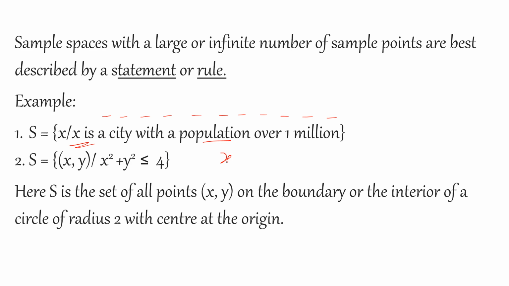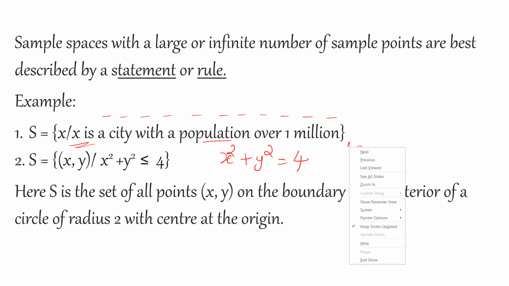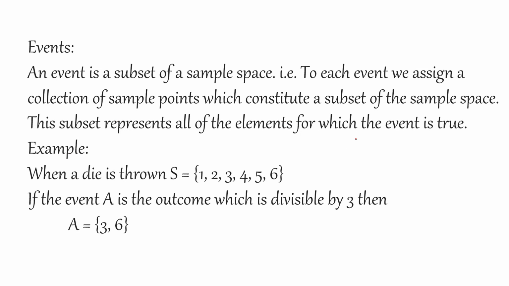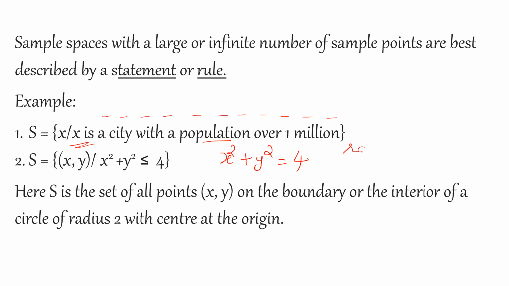Next one, suppose you consider x squared plus y squared is equal to 4. We know that it is a circle of radius 2 and center origin (0, 0), right? And now we have less than or equal to. Less than or equal to means inside the circle. Therefore, S is the set of all points (x, y) on the boundary or interior of the circle of radius 2 and center at the origin.